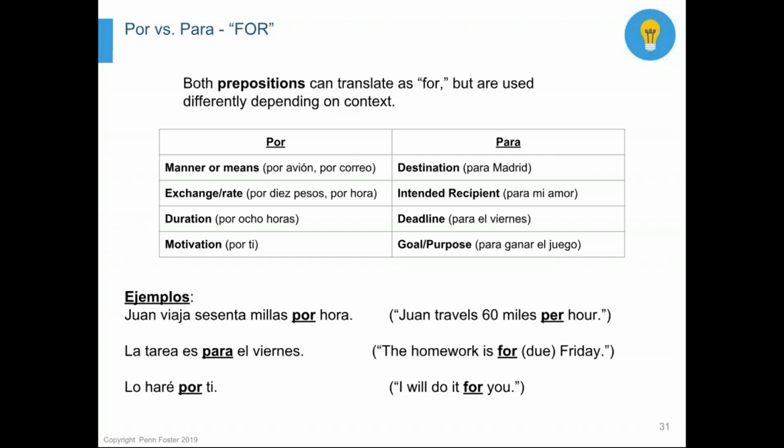These can be a little bit tricky, right? Something to definitely keep in mind as you move forward. If you can break them down into their 4 respective uses that you see on either side of this chart, then you should be good to go with differentiating between when to use por versus when to use para.